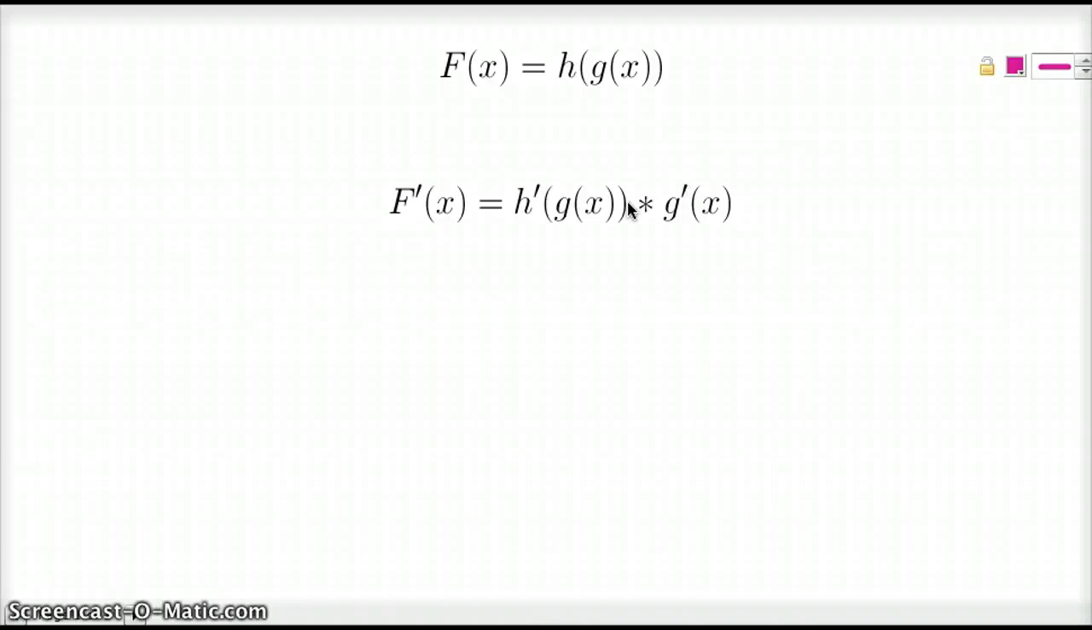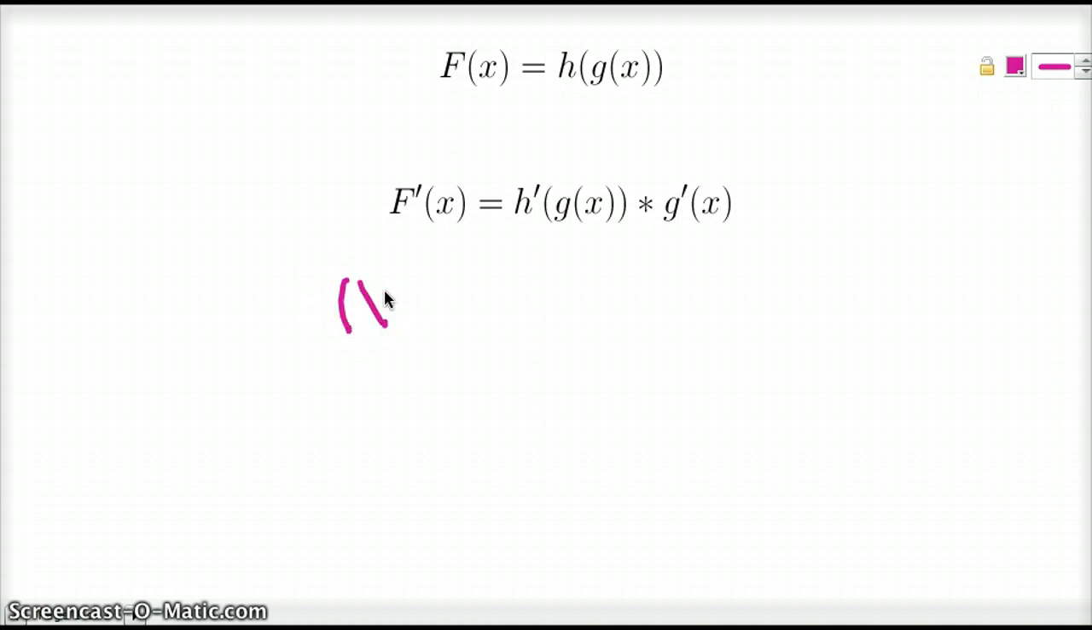Hello, I'm Ben, and I'm going to show you how to find a derivative of a nested function using the chain rule. So let's just start out with a very basic example, and I'll show you how these rules fit in, and eventually you'll see it's not that complicated.